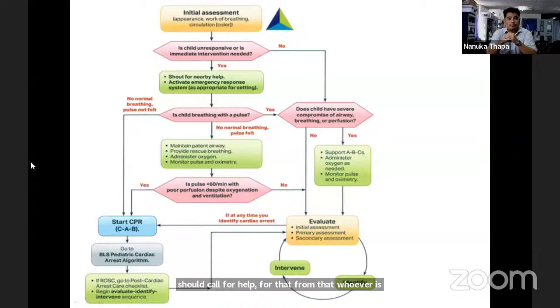And then in the meantime, we have to see whether the child is breathing or not, and also check the pulse. Then if the child is not breathing or if there is gasping, we have to see the airways, provide rescue breaths, administer oxygen, and pulse oximetry has to be monitored. And if the pulse rate is less than 60, then immediately we have to start CPR. So this is just a brief, and we'll go in depth on a few of the things.